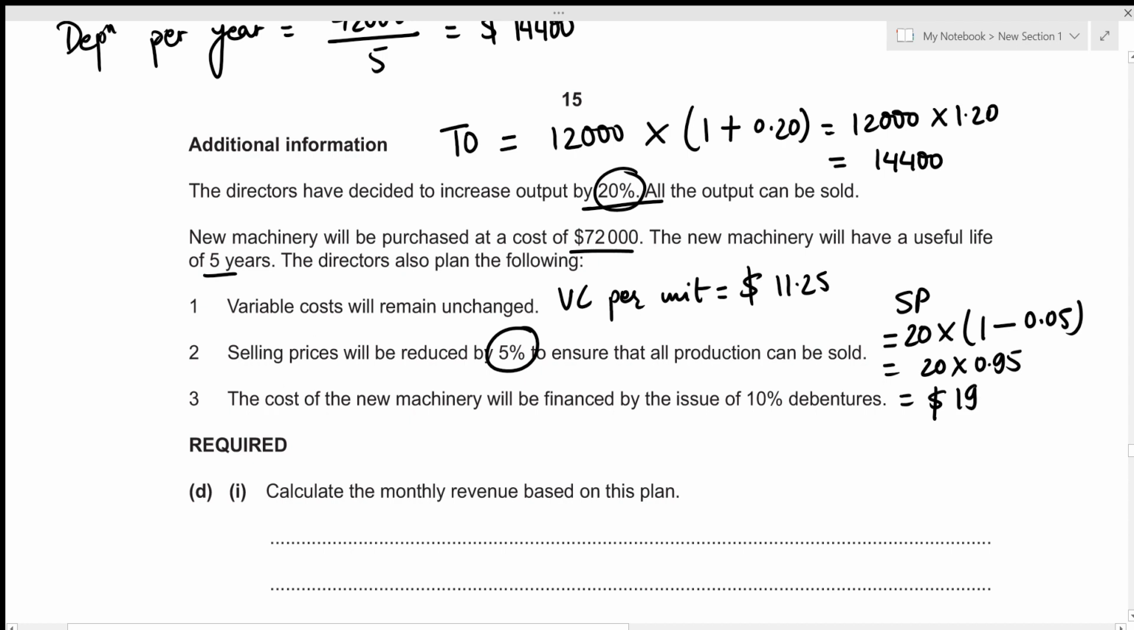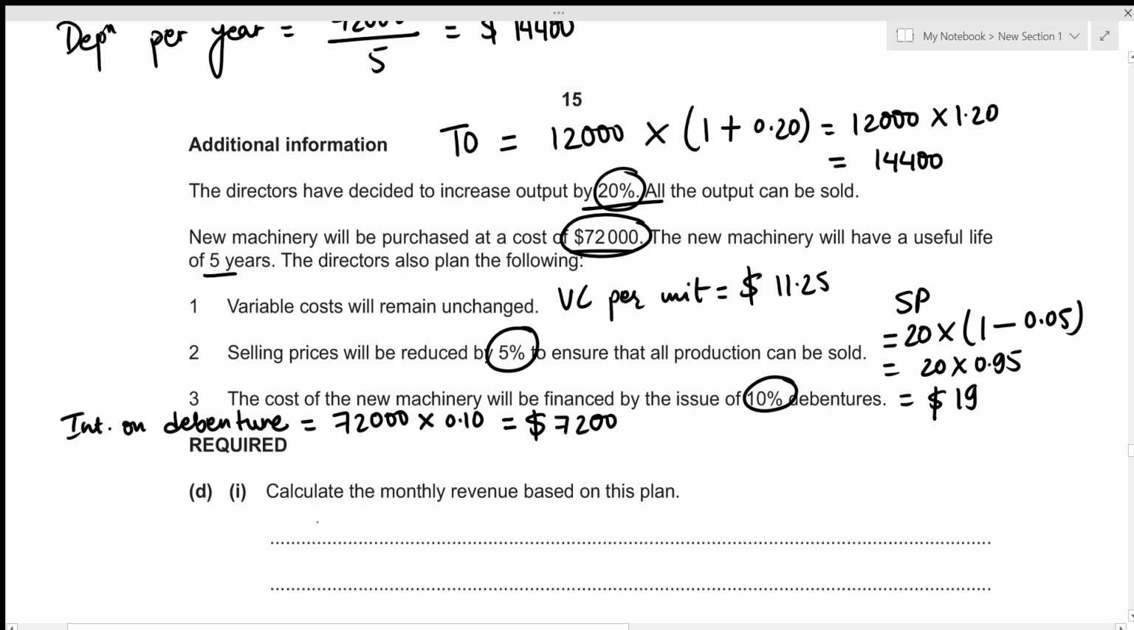And for the last part, we're told that the cost of new machinery will be financed by the issue of 10% debentures, which means that we will be issuing 72,000 as a 10% debenture, which means that there will be interest on debenture as well, right? So let's figure out the total interest charge. So that is just going to be the value of the debenture, which is 72,000 times 10%, which you can write down as 0.10. And this gives the total interest on debenture per annum to be 72,000 times 0.10, which results in 7,200.